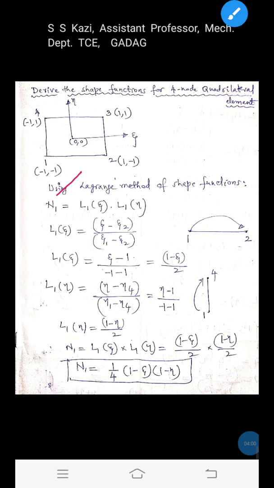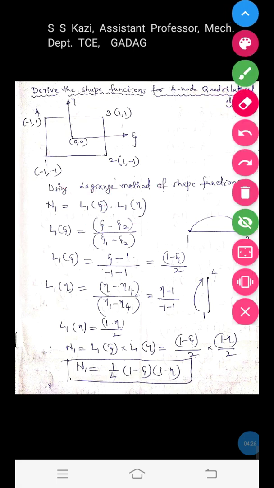N1 can be written as the product of L1 of zeta and L1 of eta, that is N1 equals L1 of zeta into L1 of eta. First you need to find the Lagrange shape function in the zeta direction and the Lagrange shape function in the eta direction. The product of these two will give the shape function N1 at node 1.